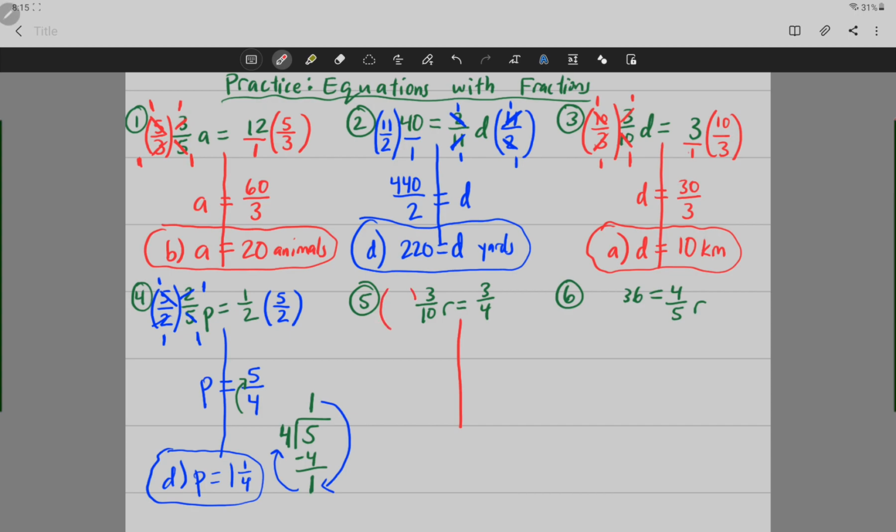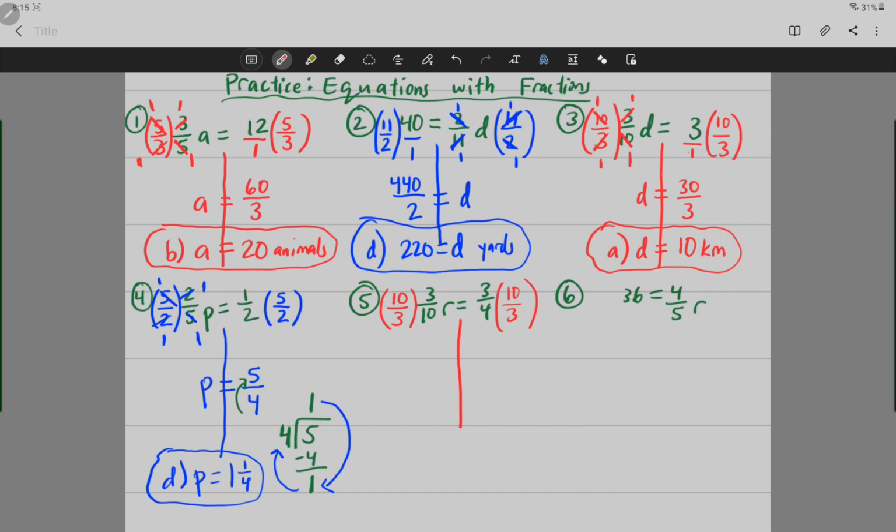We must undo it, get rid of it by using inverse or opposite operation. So we multiply. And remember, to get rid of a fraction, we multiply by its reciprocal. So instead of 3 over 10, it's 10 over 3. Now, whatever we do on one side of the equation, we must do the same to the other to keep it balanced. So we also multiply by 10 over 3 here, right side.